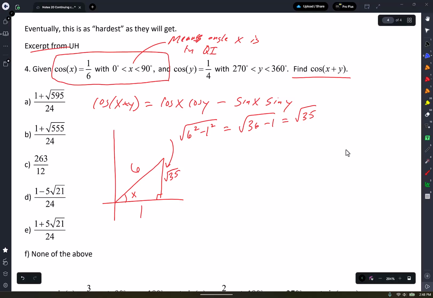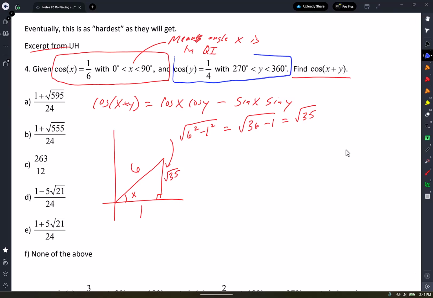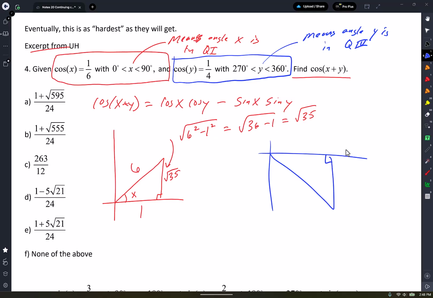All right. I'm going to do the other one in blue. It tells me that y is between 270 and 360. That is this. So this means angle y is in, what quadrant is that? 4. So here it is. I'm going to exaggerate quadrant 4. There's my reference triangle. This is the real angle y, but I'll use your reference to help us out. So we put y there. Does that make sense? Cosine is 1 over 4. The hypotenuse is never negative.